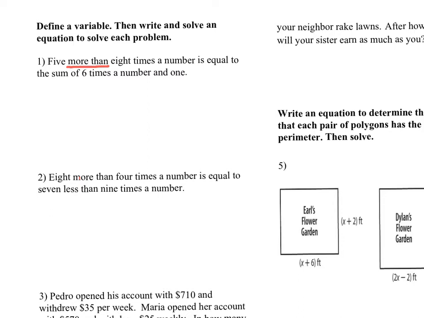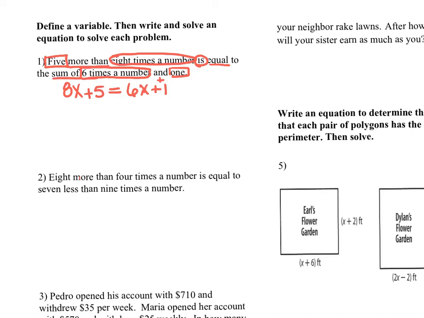I'm going to say 5 more than, so that's going to be plus 5. And then 5 more than 8 times a number, that's going to be 8x, 8n, 8b, whatever you want to use there. Is, but this happens to have equal too, but is means equal. The sum of 6 times a number and 1, so 6x plus 1. It asked me to write and then solve it.